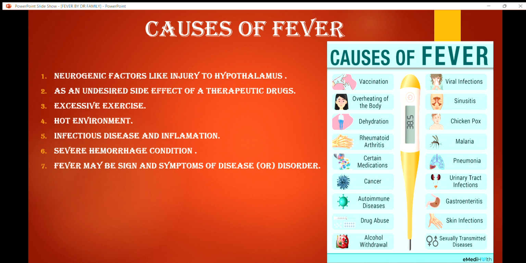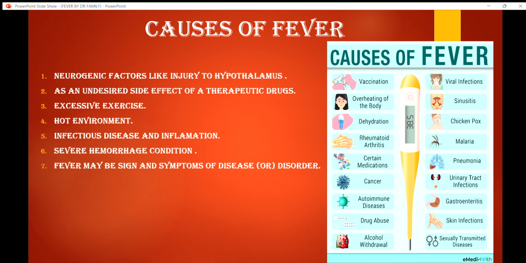I am using the word pathogen because viruses, bacteria, fungi and protozoa all come under pathogens. And fever may be due to vaccination. Overheating of the body and dehydration also cause fever. And rheumatoid arthritis. And certain medications, therapeutic drugs, have the side effect of increased body temperature. And cancer also causes elevation of body temperature.